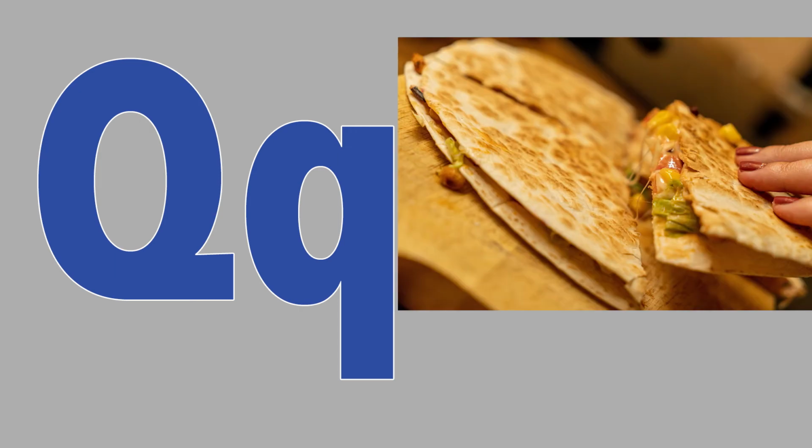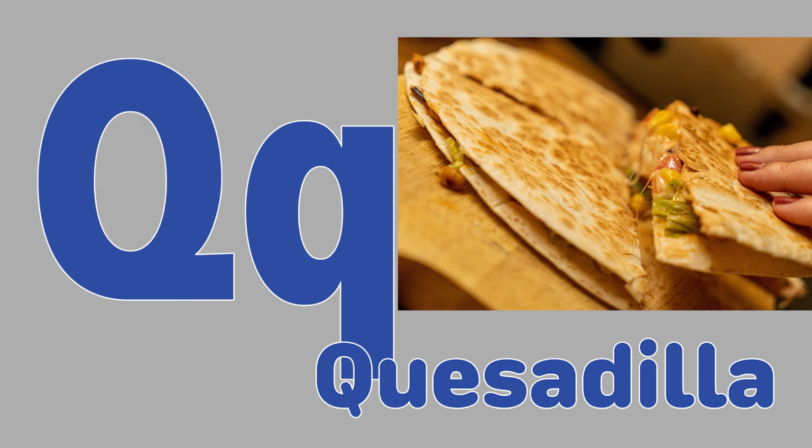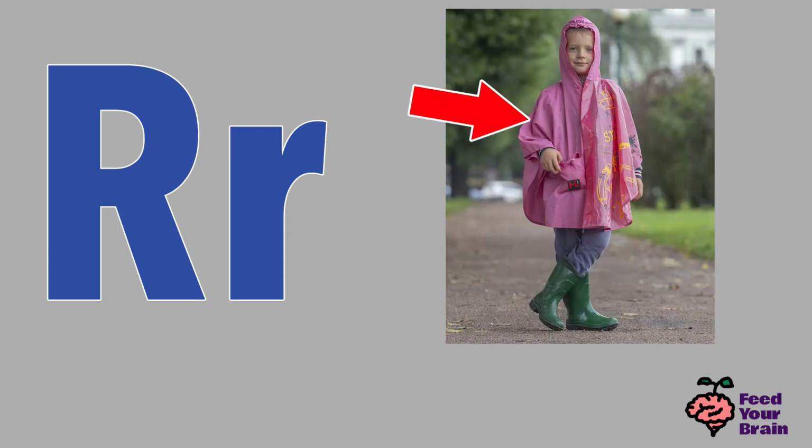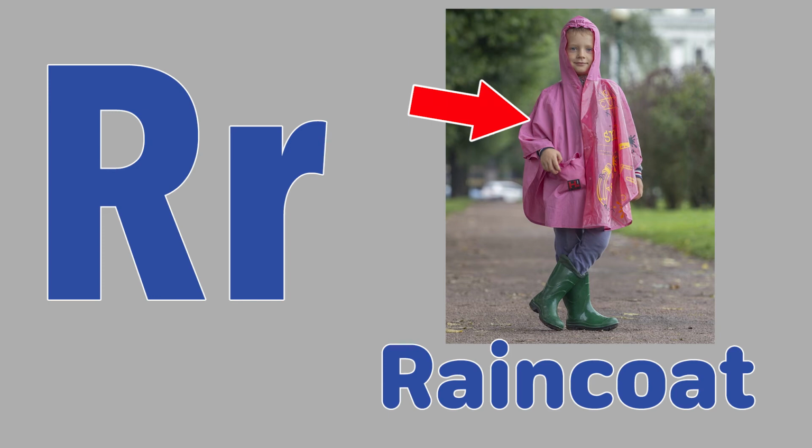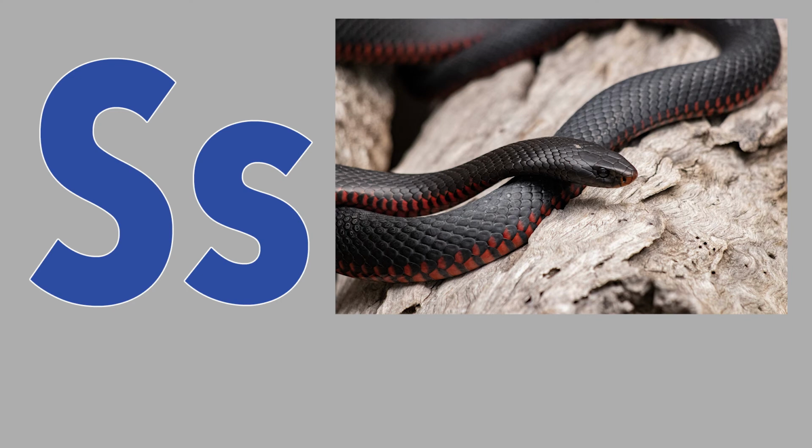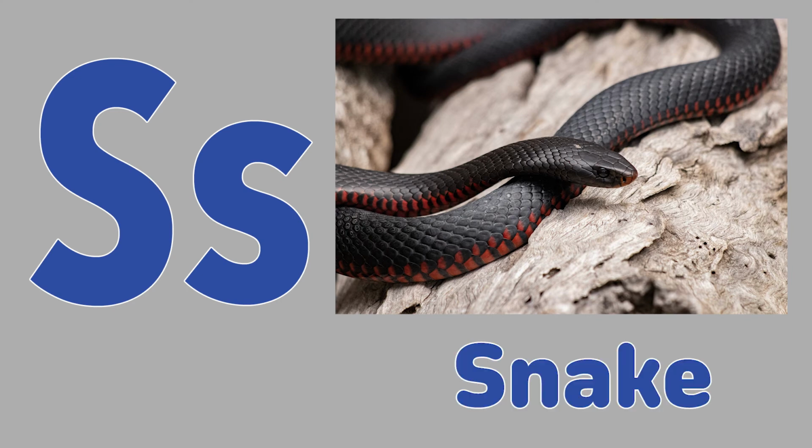This is the letter Q. And what meal is this? This is a quesadilla, and not only are quesadillas delicious, but also, quesadilla begins with the letter Q. This is the letter R. And what is this girl wearing to keep dry from the rain? This is a raincoat. And raincoat begins with the letter R. This is the letter S. And do you know what this reptile is? This is a snake. And snake begins with the letter S.